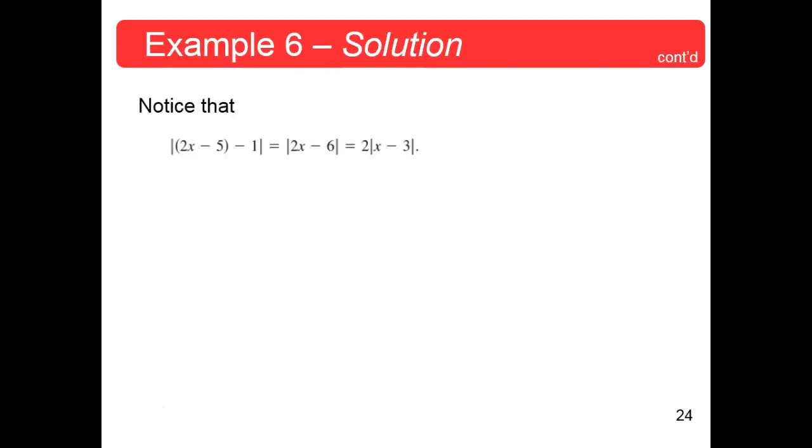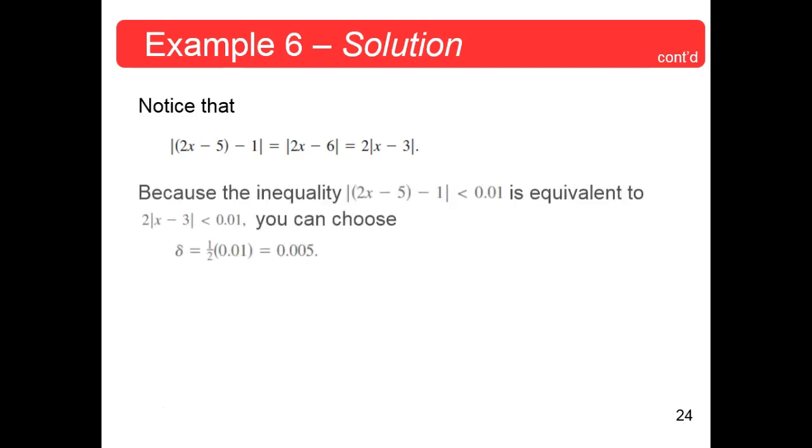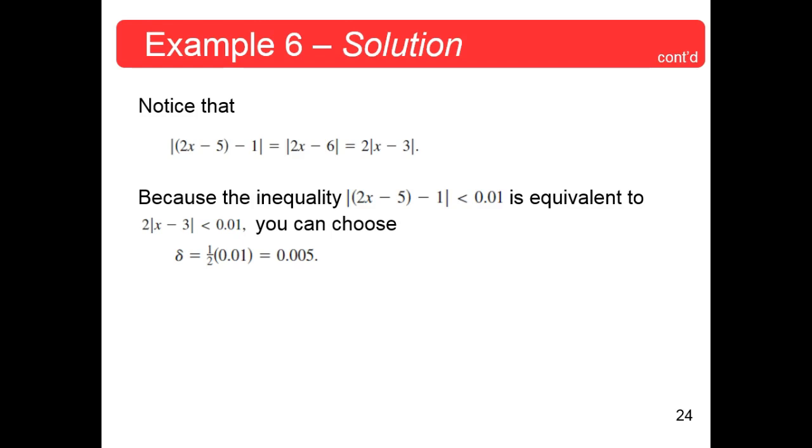And they did the same thing we did. Remove the parentheses. Factor out the 2 because it's positive. It can come outside the absolute value bars. And then because that inequality is equivalent to this inequality, you can choose delta to be, divide this by 2, so that looks like that, and sure enough, you get 0.005.